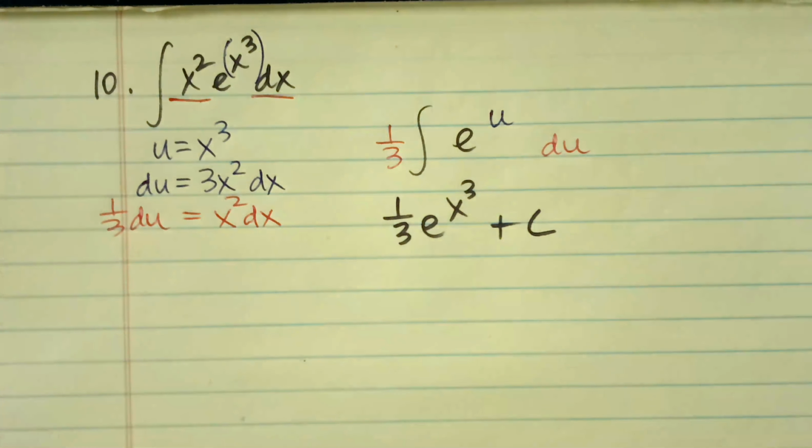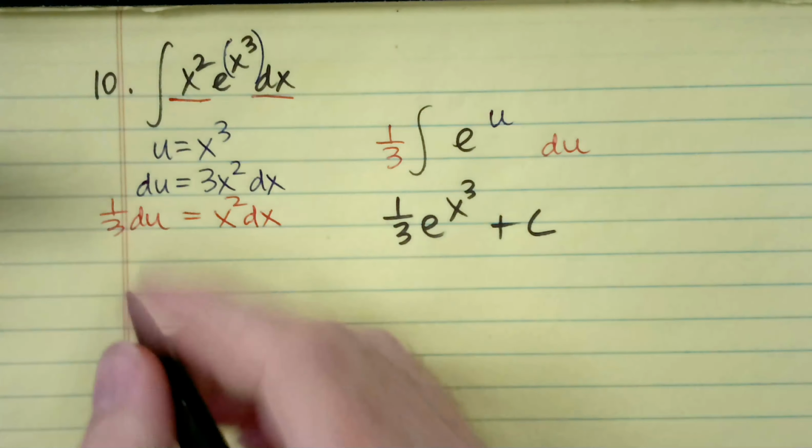I might mentally check this by taking a derivative. e to the x cubed is going to be its own derivative, and then I need to consider the chain rule. The chain rule will bring in the 3x squared. The 3 and the 1/3 will cancel. The x squared is what we need. Okay, we're ready to move on.